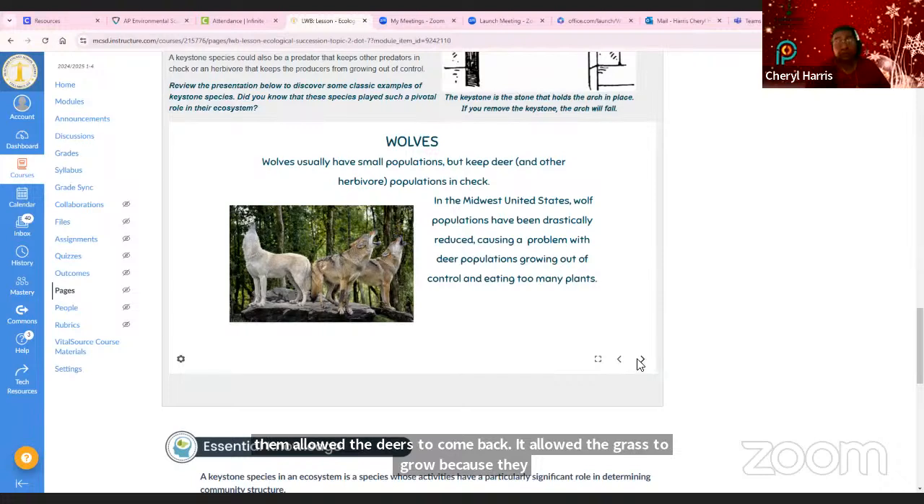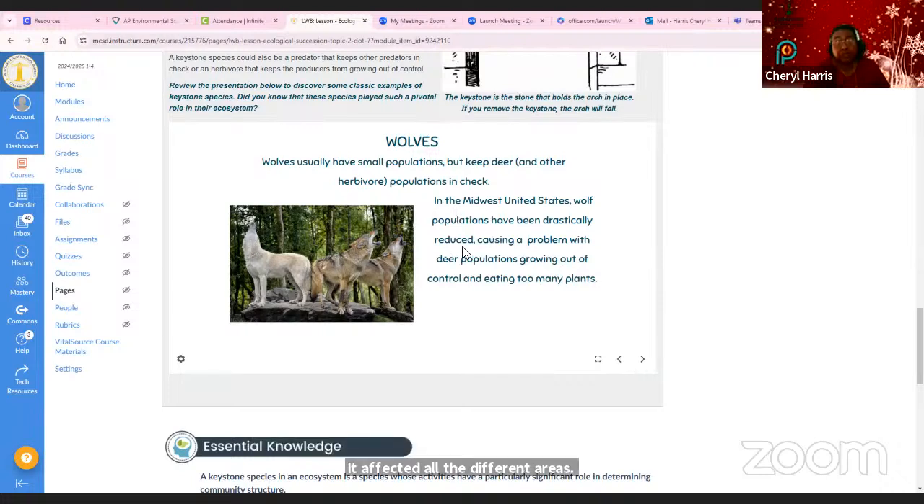Okay, so it says in the Midwest, the wolves have been drastically reduced, causing a problem of the deer population growing and eating too many plants. So when they sent them back, they balanced out the deer and the grass can grow again and so on and so forth.